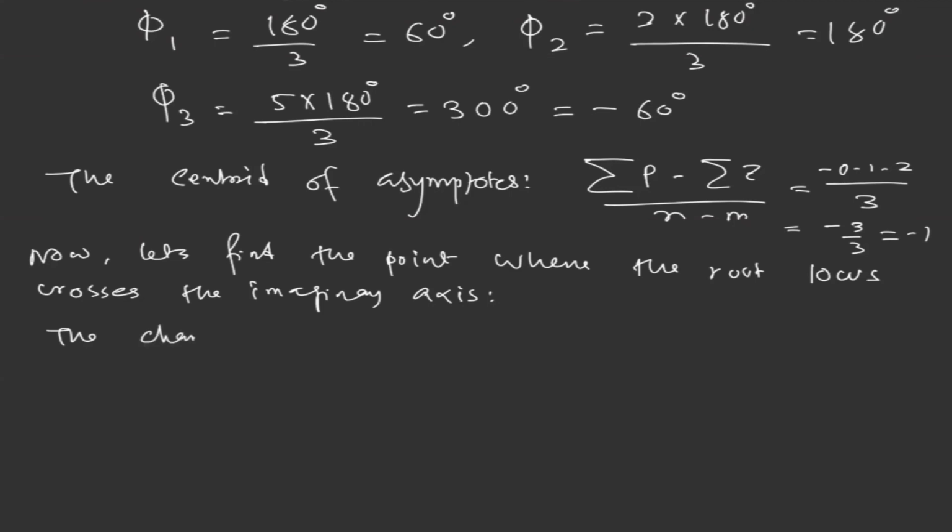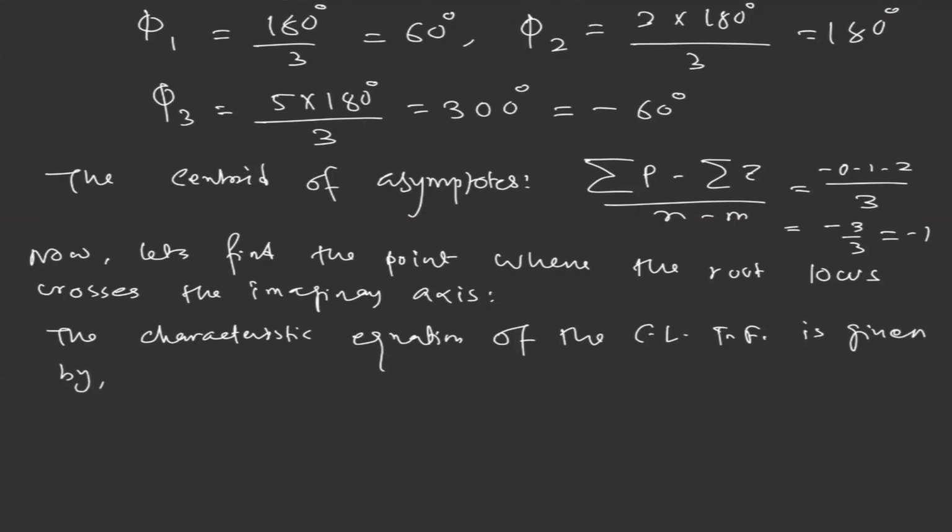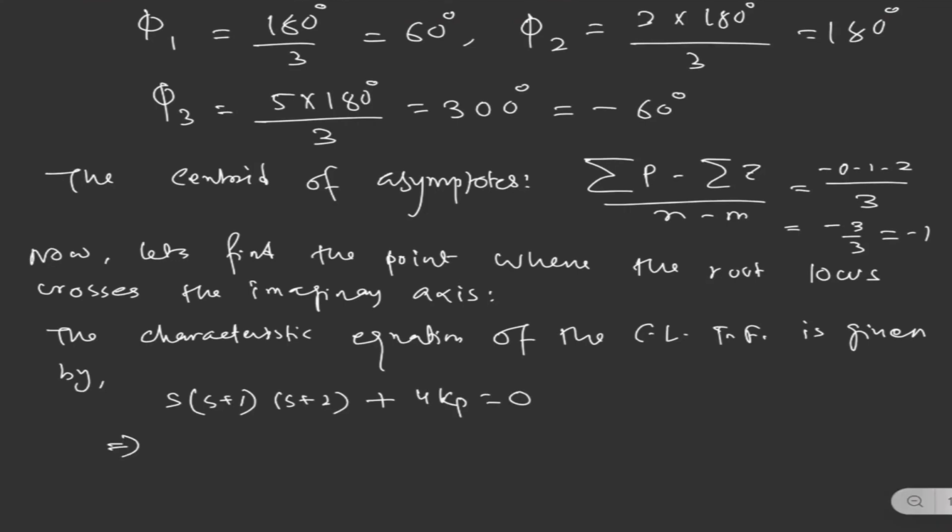Characteristic equation of the closed loop transfer function is given by s into (s plus 1)(s plus 2) plus 4 kp equal to 0. And if you simplify, s cube plus 3s squared plus 2s plus 4 kp equal to 0.